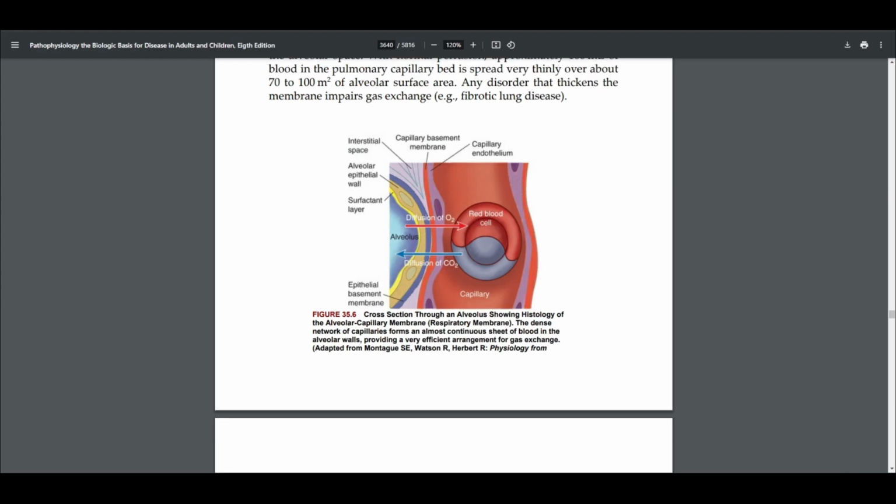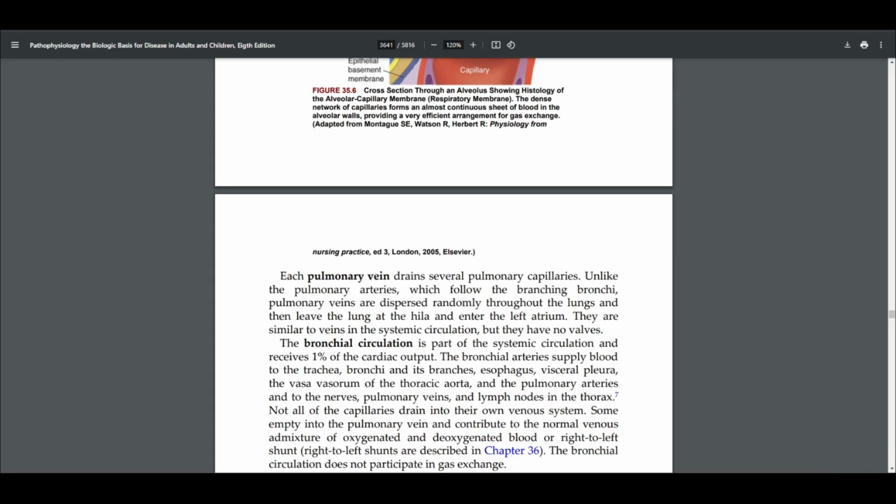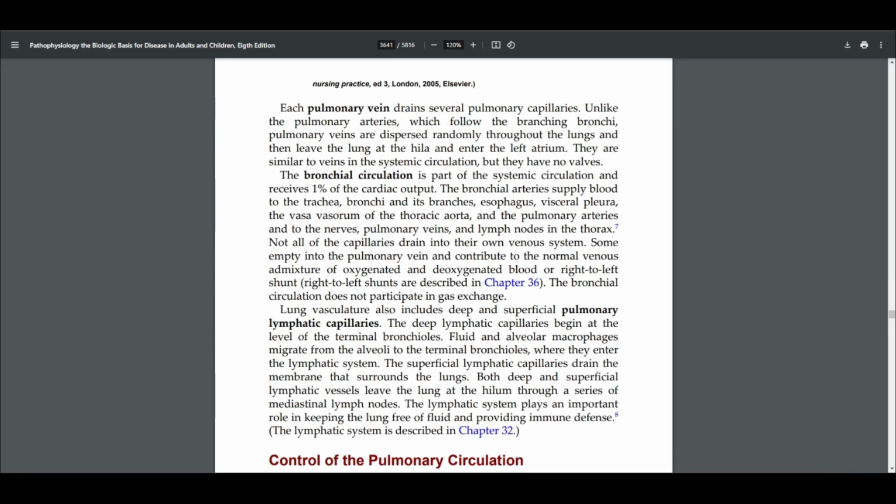Looking at the picture here, a cross-section through the alveolus showing histology of the alveolar capillary membrane. The dense network of capillaries forms an almost continuous sheet of blood in the alveolar walls, providing a very efficient arrangement for gas exchange. So each pulmonary vein drains several pulmonary capillaries.